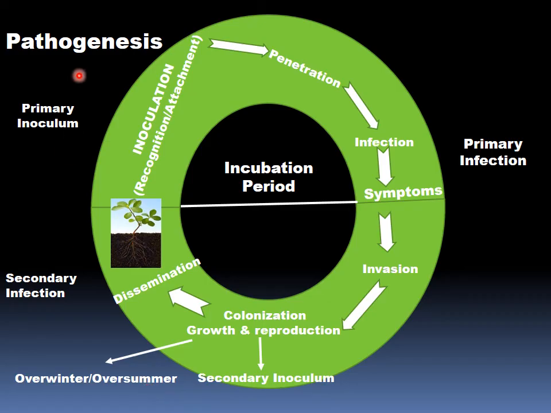So I hope at this point every one of you understands the pathogenesis in the plant microbe interaction. And interestingly, the pathogenesis process is the same in case of human and animal microbe interaction. If you understand the pathogenesis in plants, you can easily understand the pathogenesis in humans and animals.